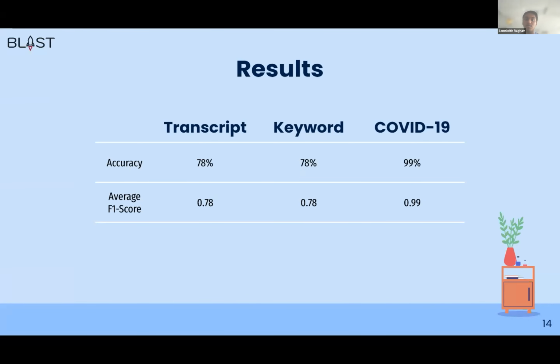Our results show that the accuracy from the transcript and keyword models ranged around 78%, and the accuracy for our COVID-19 risk model was around 99%. On the table on the screen, you can see we showed both the accuracy and the average F1 score. The average F1 score is a specific kind of accuracy, a metric used to determine the balance and ability of the model to predict well over different classes, rather than just being good over one class.